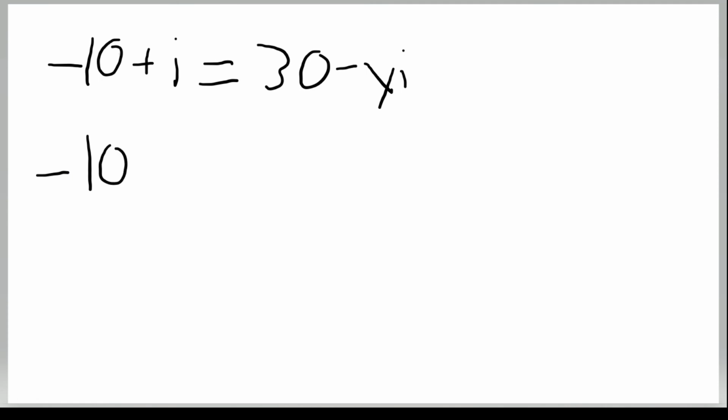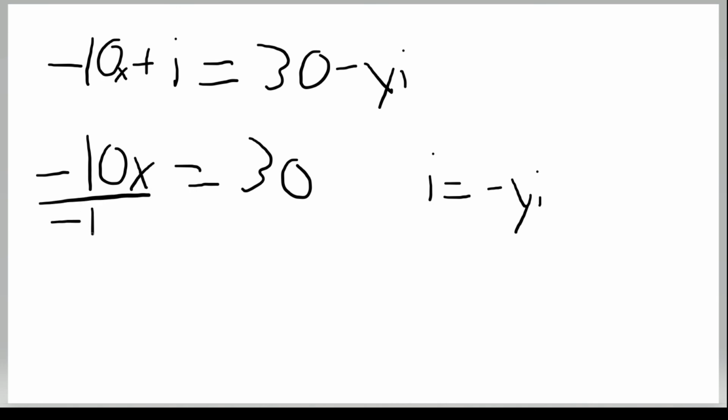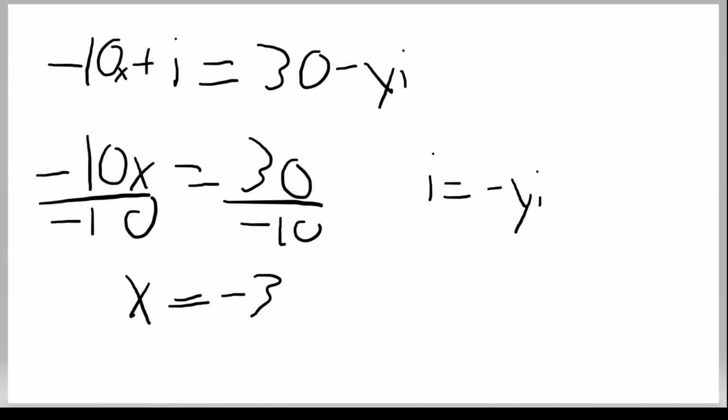-10x equals 30, and i equals -yi. So dividing by -10 on both sides, we have x equals -3, and then divide by -i on both sides, and we have 1 left, so y equals -1.